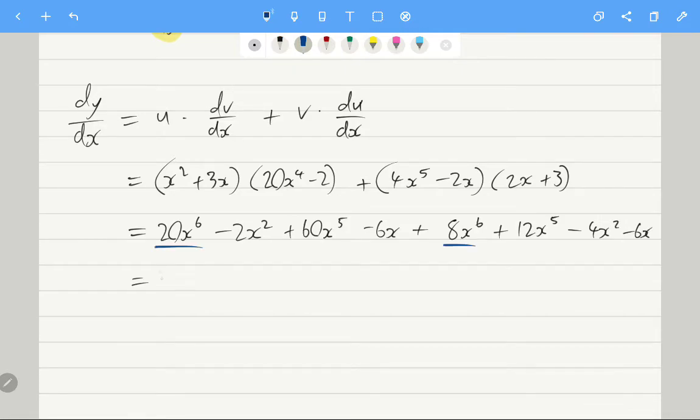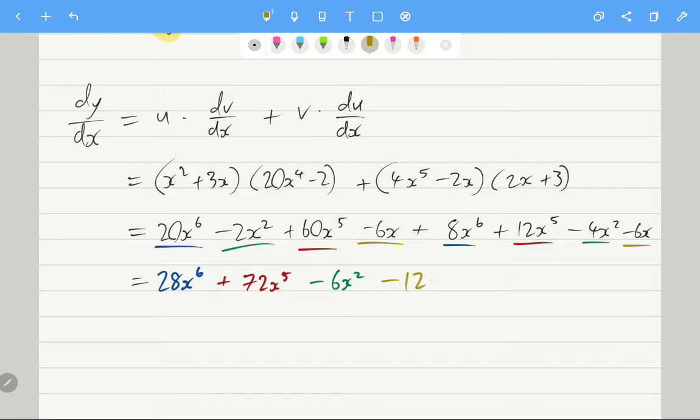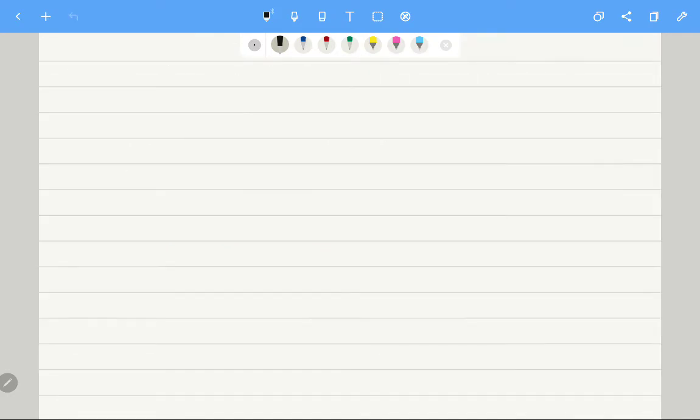Looking for like terms, we've got 28x to the 6. Looking for more like terms, we've got plus 72x to the 5. Looking for more like terms, we're going to get minus 6x squared. And the final bit of like terms, and last like terms. Alrighty, and so from there, we have now worked out the derivative function, right? So this is how to use the product rule. Let's look at another example of the product rule.